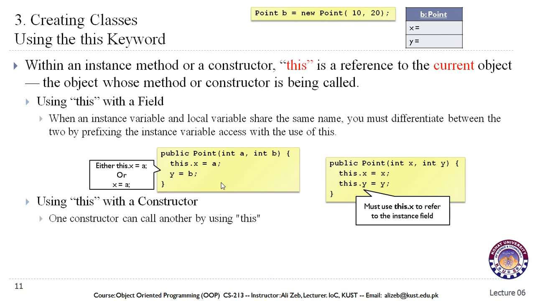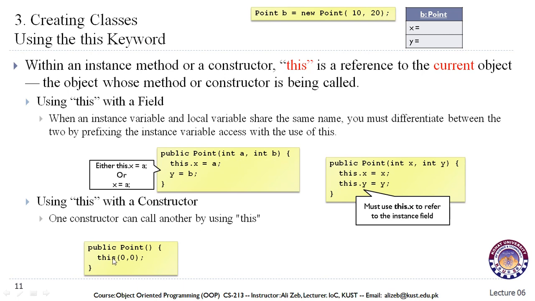Using this with a constructor: we can also use this with a constructor. One constructor can call another by using this. So if we have multiple constructors in our class and we want to call one constructor from another constructor, then you can use this keyword. Now if we have this point constructor over here that takes no parameter, and you use this and provide two values as arguments, this will call the constructor with two parameters, as we can see over here.